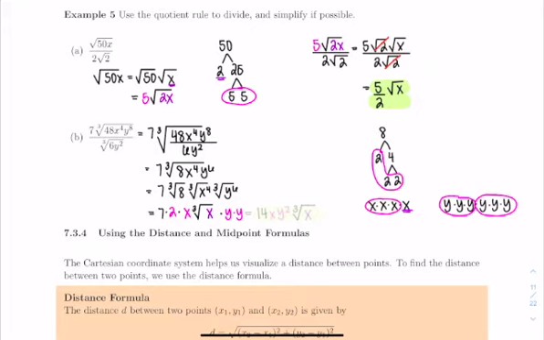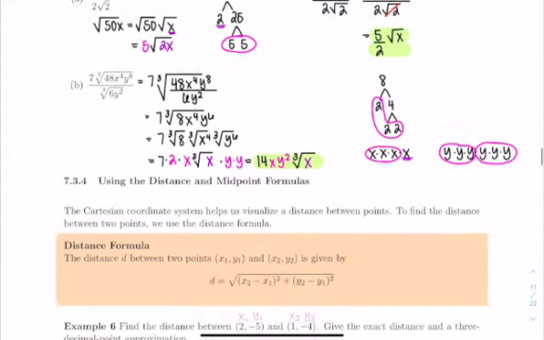And so what we end up getting as a final answer, we have 7 times 2, which is going to give me 14. We have an x on the outside and 2 y's, so y squared, and then we have a cube root of x. So we end up with 14xy squared times the cube root of x.